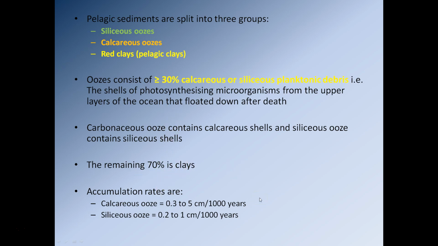Now the accumulation rates of these sediments are extremely low. So calcareous oozes accumulate at between 0.3 and 5 centimeters every 1,000 years, and siliceous oozes accumulate at 0.2 to 1 centimeter every 1,000 years. Now the rate of accumulation compared to red clays is quite high. And the reason for that is you're getting lots of material that's being contributed by the dying plankton. And that makes the rate of sedimentation a little bit higher for calcareous and siliceous oozes.